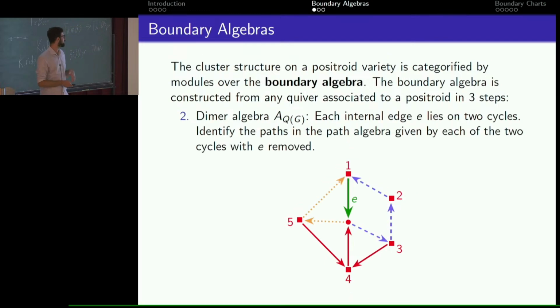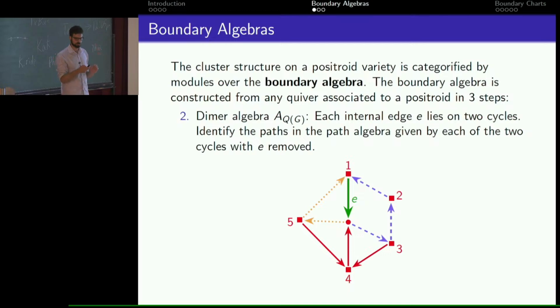Now we're going to take a quotient of the path algebra. It's a property of these quivers that are constructed from Postnikov graphs, which is not too hard to verify, that every internal edge is contained in 2 oriented cycles. So what we're going to do is identify, in this picture, the orange and the blue, the parts of those 2 cycles that don't include E. So this is some quotient of our path algebra.